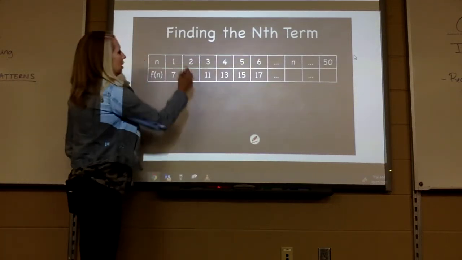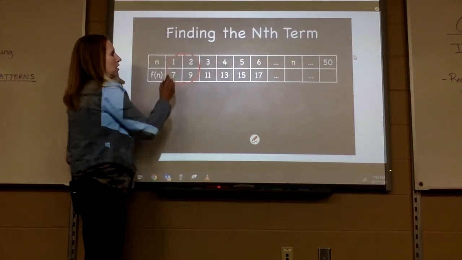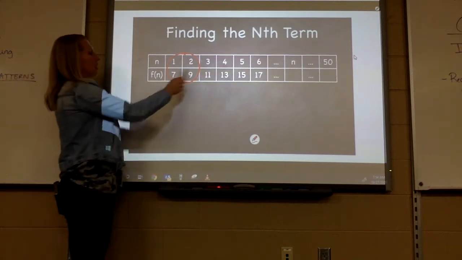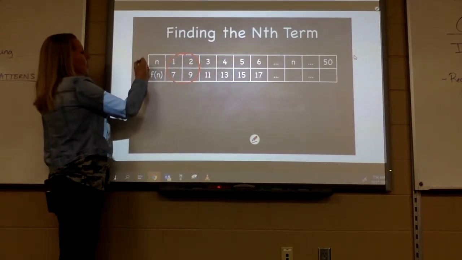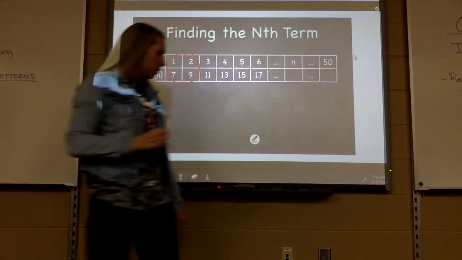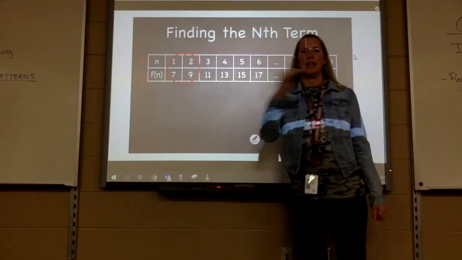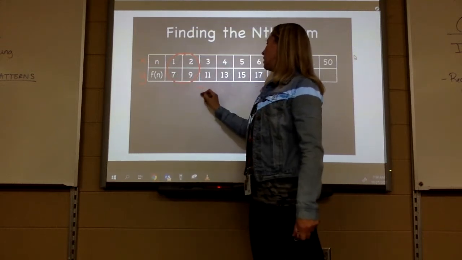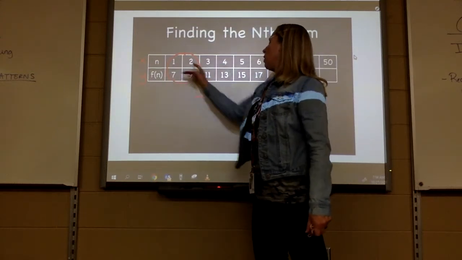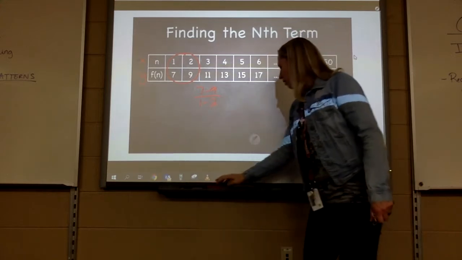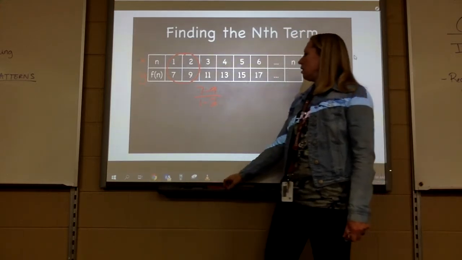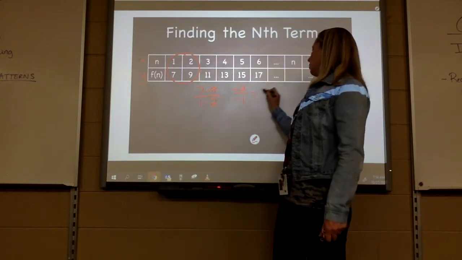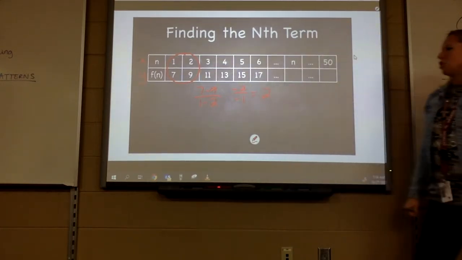Back in algebra, you had to find the slope first. This would be like x, this would be like y. When you find the slope, you subtract the y's on top and the x's on the bottom. So if I subtract the y's on top, 7 minus 9, and 1 minus 2 on the bottom, what do I get for my slope? Negative 2 over negative 1, which is 2. So my slope is 2.